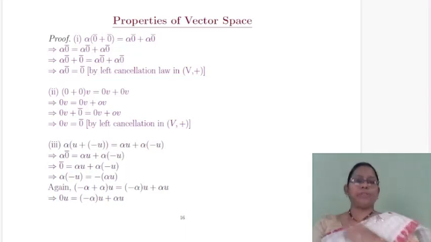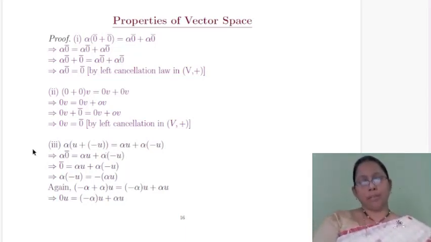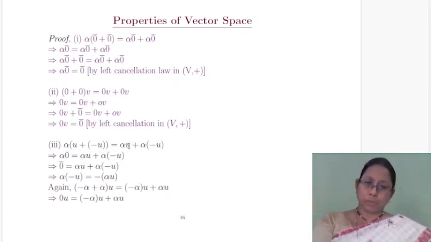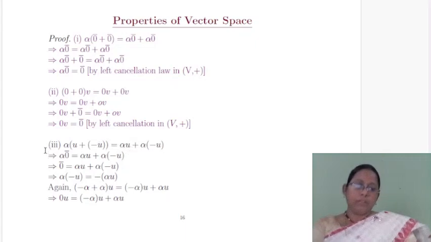Then for the third property, we will take alpha u plus alpha minus u, that is, the element with its additive inverse. Then by left distributive, I will get alpha u plus alpha minus u. On the left hand side, an element with its additive inverse is always the 0 vector. So this portion will be my 0 vector, and this is alpha u plus alpha into minus u.